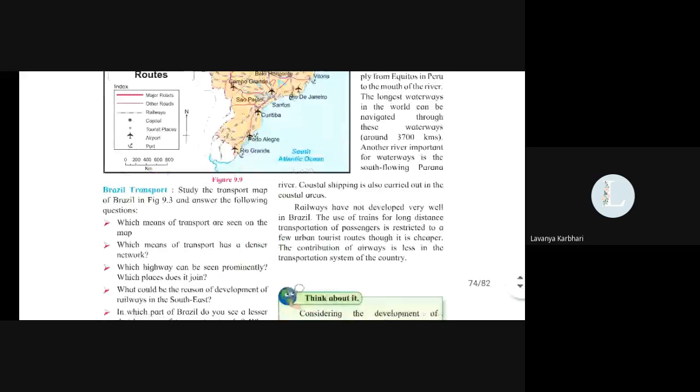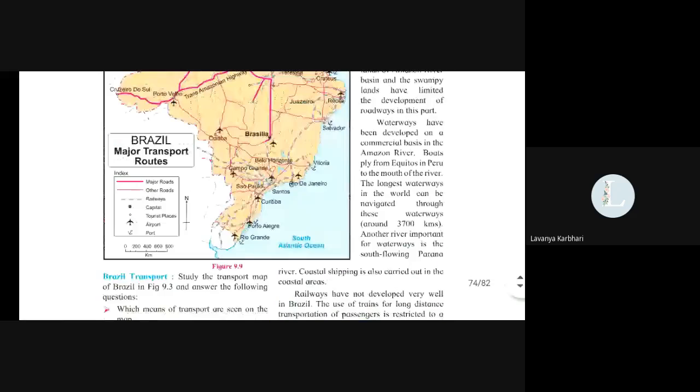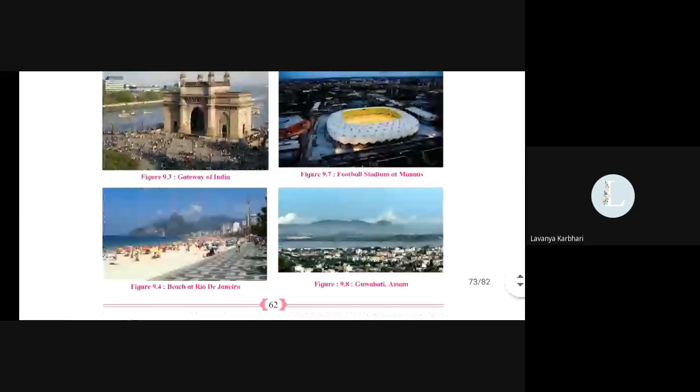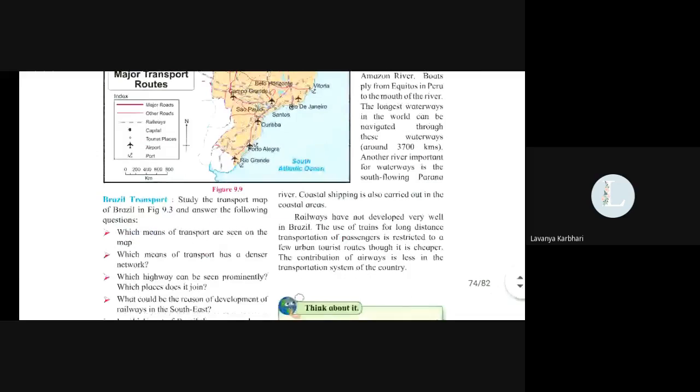So before that, let's discuss it. Study the transport map of Brazil, figure 9.3. They have given wrong information. It should be 9.9. Okay, and answer the following questions. So you have to study this map, and then you have to answer the following questions.